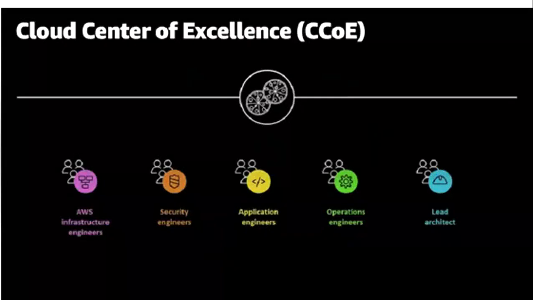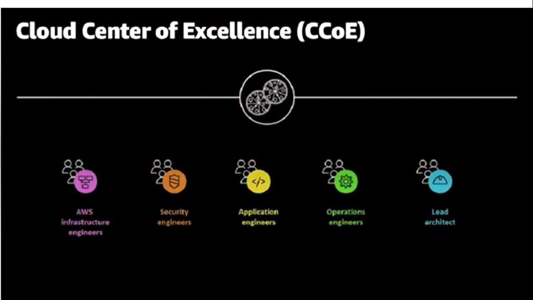Now let's have a look at my role in the cloud excellence team. I'm the lead architect. I also take a VP-type role. In the cloud center of excellence team, called CCOE, I also manage the cloud infrastructure team, security team, application team, and the operation team. I work with them to make sure the cloud transformation journey is smooth, efficient, and low risk.